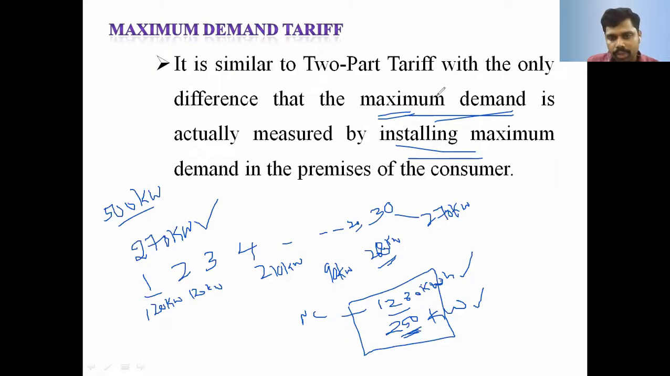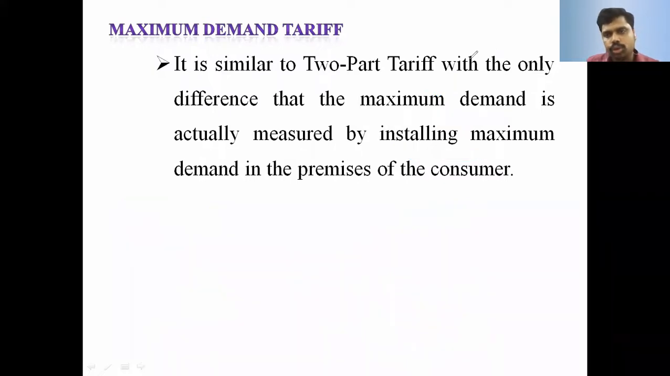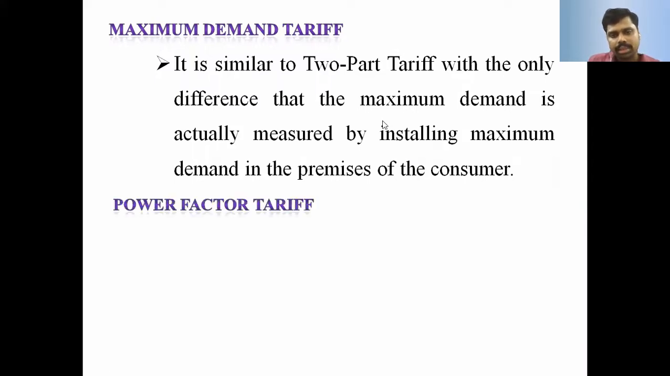They are only paying for the 100 kilowatt, the maximum demand, plus the number of units utilized. If we do not utilize the energy, the maximum demand indicates 0. Whenever we consume, at that time the maximum demand, the load, increases. These are the advantages of the maximum demand tariff. This is applicable only for the industrial consumer. It is not applicable for domestic consumers.